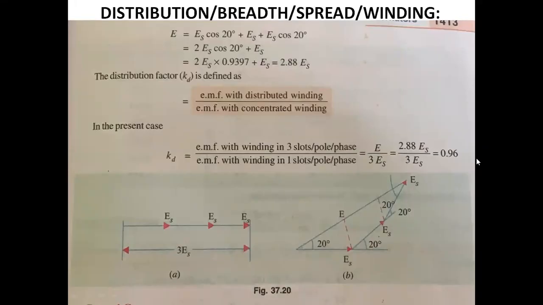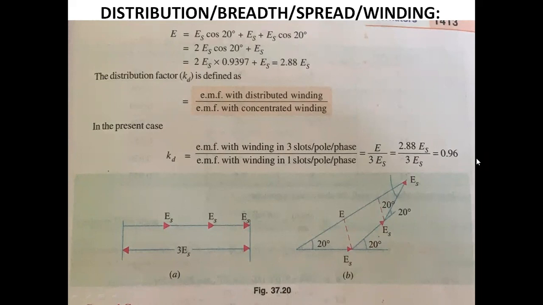See here, this is also called the breadth, spreading, or winding factor. What does distribution factor mean? The coils are distributed in different slots. Suppose you take a 4-pole alternator with 36 slots in total. Each pole will distribute 9 slots. So 36 slots, 4 poles, and under each pole there are 9 slots. So we say 9 slots per pole, right?